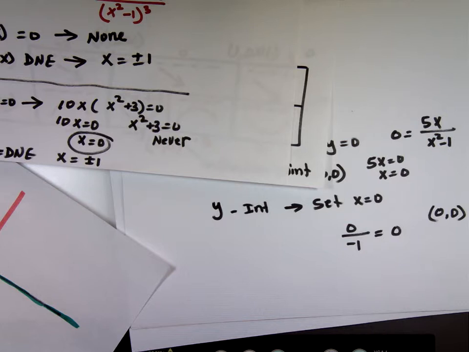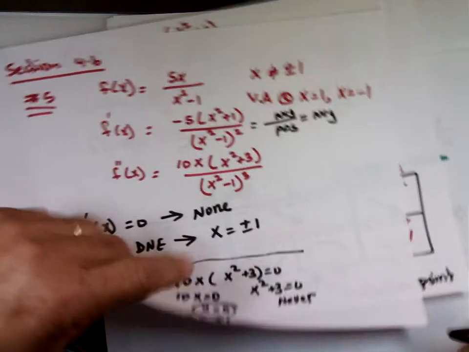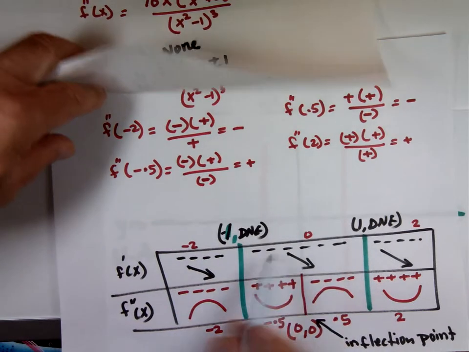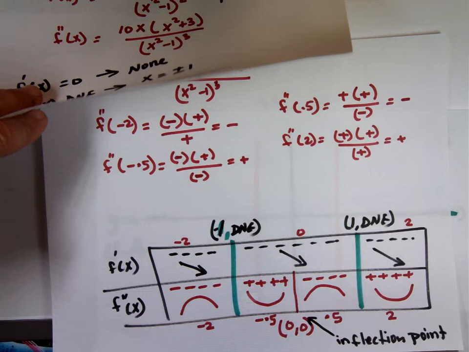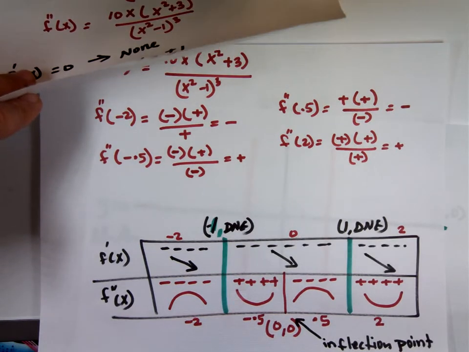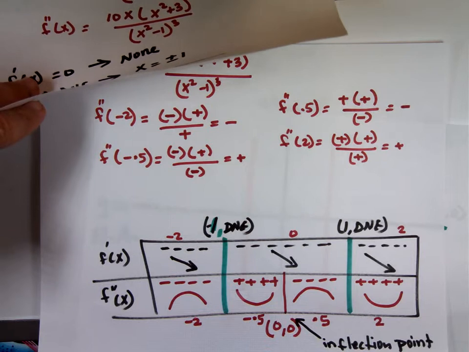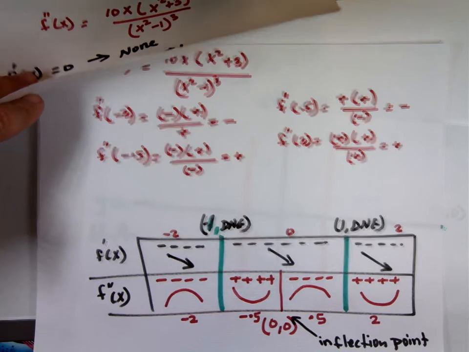Maxima. Relative maximum. Maximum point. Well, let's go back to my table. Is there any maximum point on that? No, it does not exist. How about minimum points? No, does not exist. How about inflection points? Yes, at 0, 0. So there's the first 4 questions.